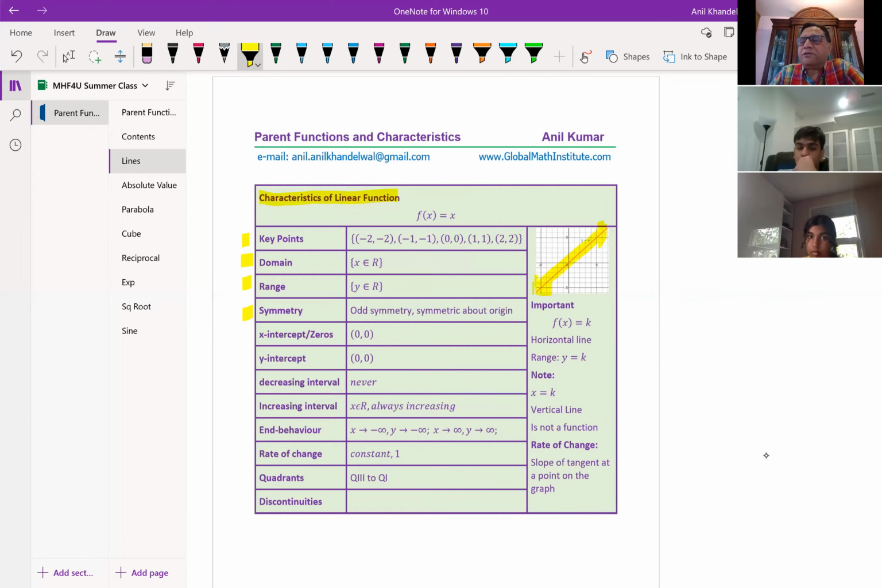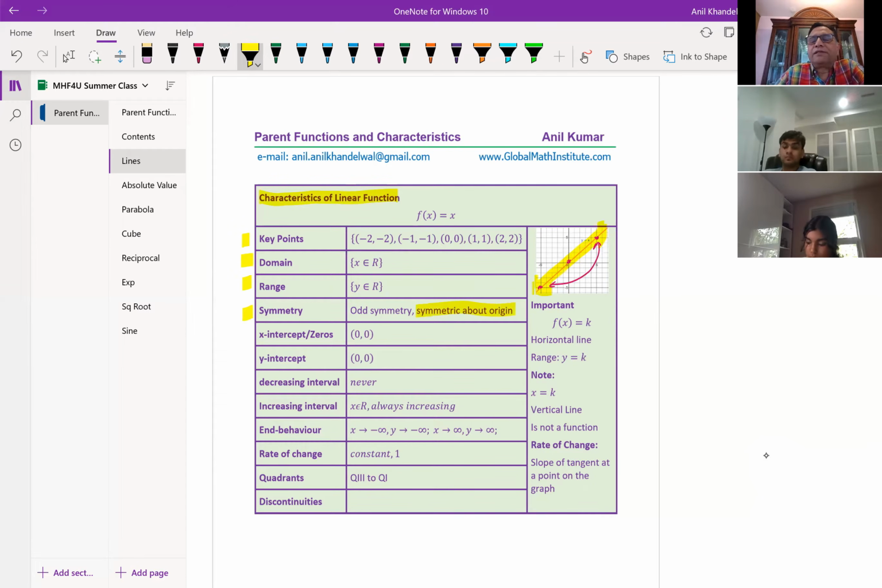Then we talk about symmetry. Now, this function is symmetric about a point, and that point is the origin itself. When we say symmetric about a point, which is origin, really it means that if I have a point on a line, it will also have a reflected image on the function. Do you see this? So there is a corresponding point on the other side as if a mirror is put at the origin, right? So this is called odd symmetry. Odd symmetry is symmetric about the origin.